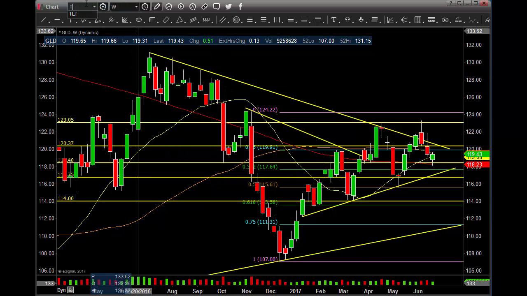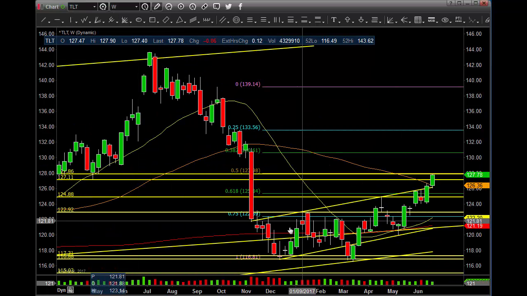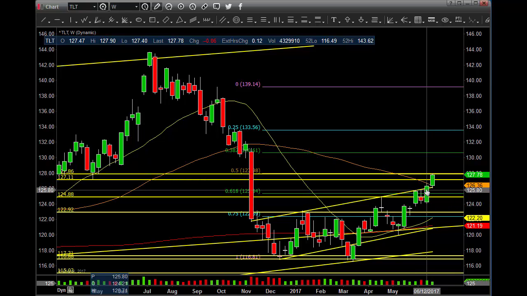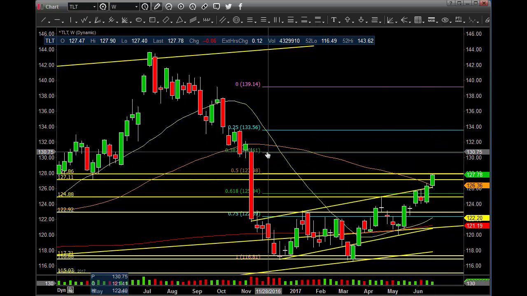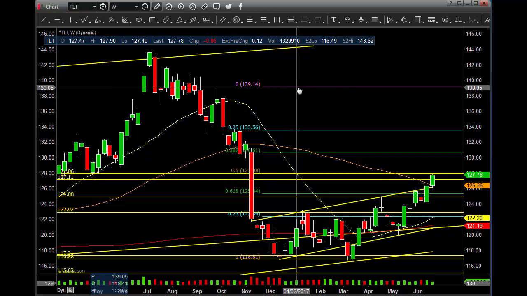All right, let's go into the TLT, guys. TLT, we've been in this channel for the last 5-6 months or so, 7 months. Chop, chop, chop. We're starting to break above it, guys. We did close above it last Friday, and we did close above it today as well. Good momentum, guys. I want to see more volume for a push up. Levels I'm watching: 130.75, 133.56, 139.14.